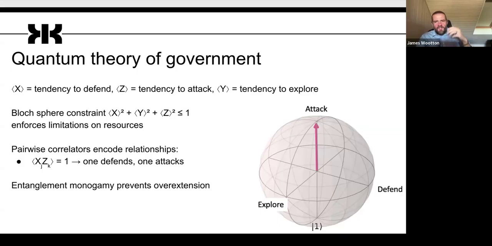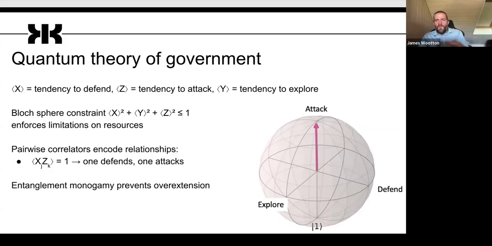Also, once you've decided whether to attack or explore or defend, who are you attacking? Who are you defending against? That depends on the relationships of all of the other nations. And so those relationships are being encoded in the two-qubit correlations. And again, there are constraints here. You can't, or at least shouldn't, be at total war with everyone. You don't have the resources. And that is, in a way, reflected by something like the monogamy of entanglement.